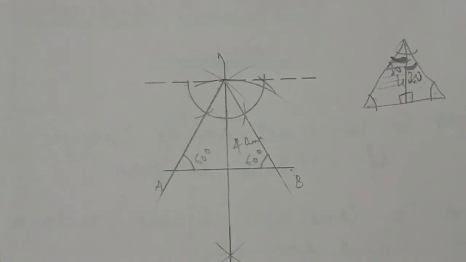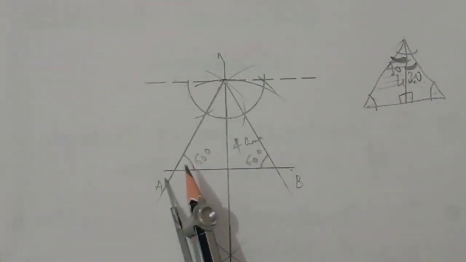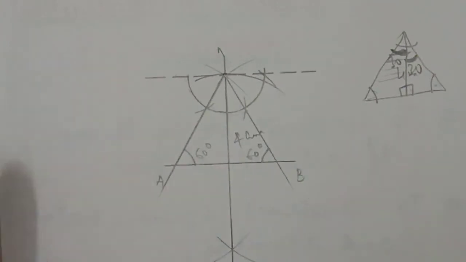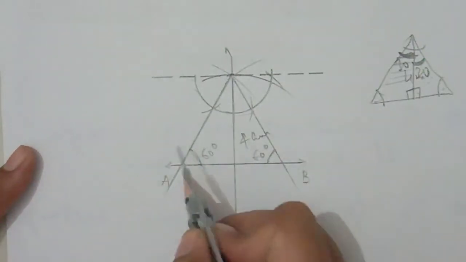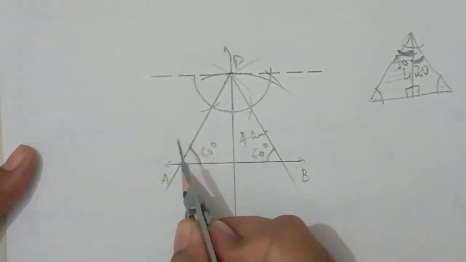So students, how we will draw an equilateral triangle with the altitude 4 centimeter? First of all, we have to take a base AB, and this is our required triangle. So we will mark it as PQR.